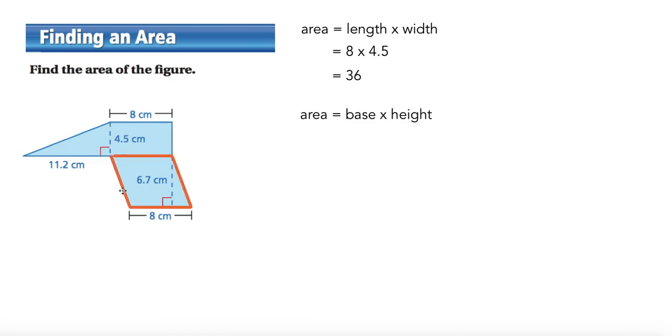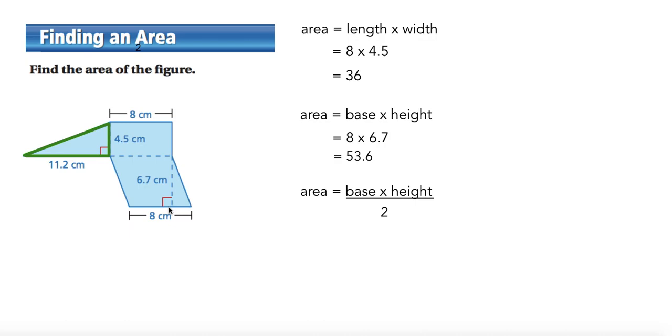Next, I'm going to look at my parallelogram, and I'm using base times height. Here I see that my base is 8 centimeters, and my height, or how tall my shape is, will be 6.7 centimeters. 8 times 6.7 is equal to 53.6.